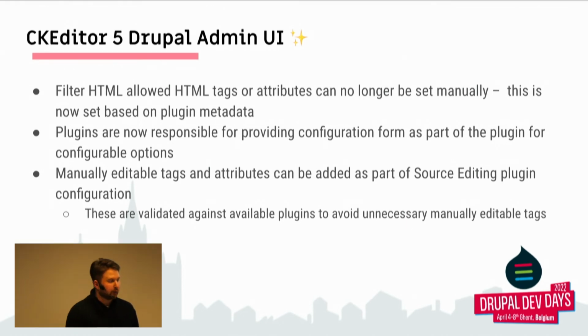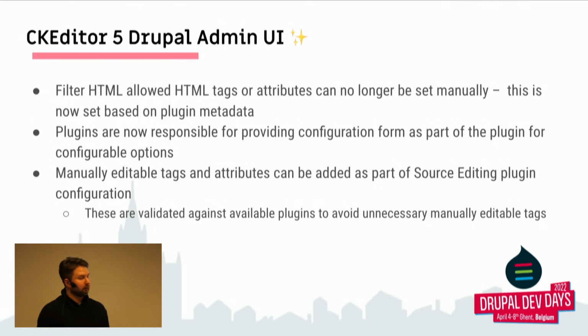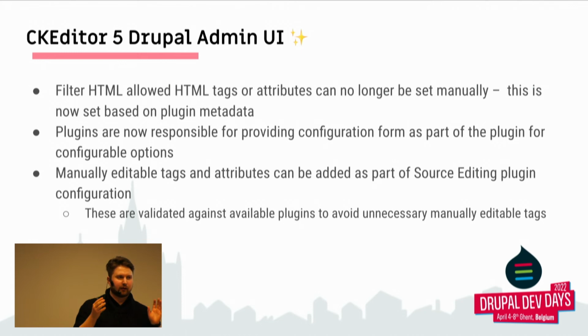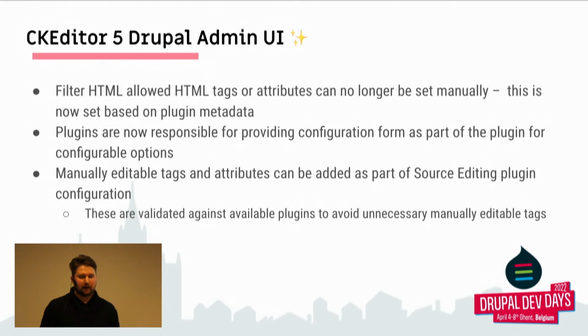So with the help of the metadata, we've been able to make some improvements to the admin UI. The filter HTML allowed HTML tags or attributes are no longer set manually like you do with CKEditor 4. This is now based on the information that the plugins provide. It is basically generated based on the information that is provided here. So we can tell the filter HTML that these are the elements, these are the attributes that are needed for these plugins to work.